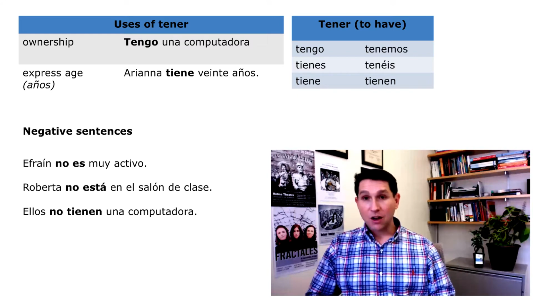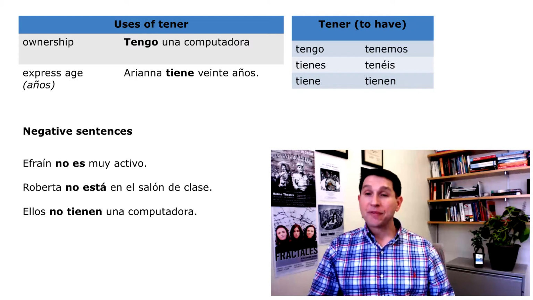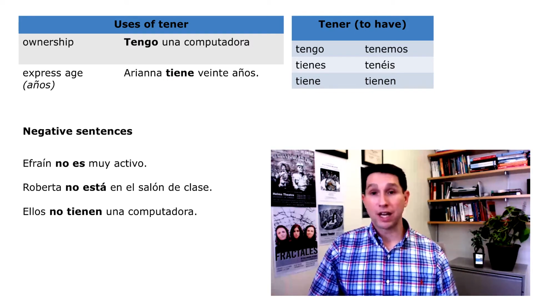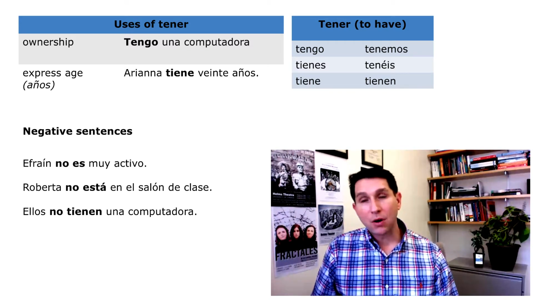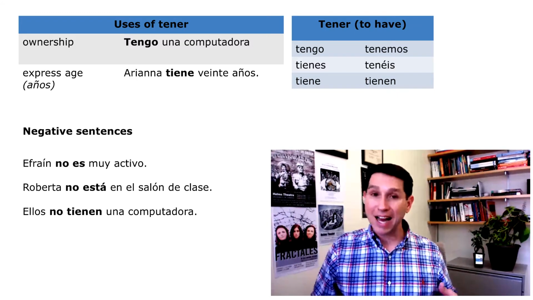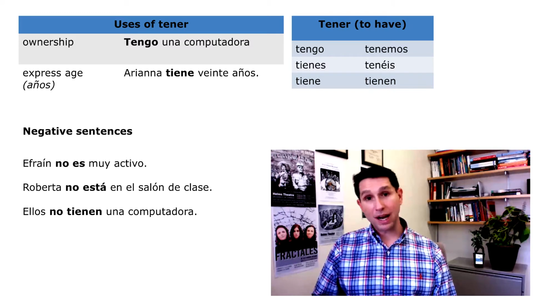We can also use tener in an idiomatic expression, which means it doesn't literally mean what the words say. For example, we use tener to express age. Ariana tiene 20 años. The literal translation is Ariana has 20 years, but we know in English we would express that with the verb to be. Ariana is 20 years old. But in Spanish, we use tener.